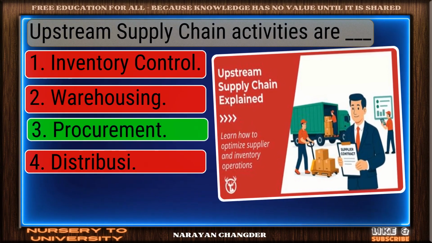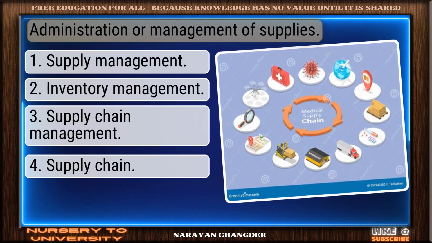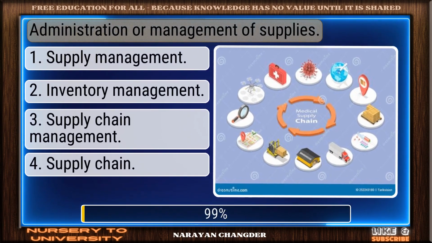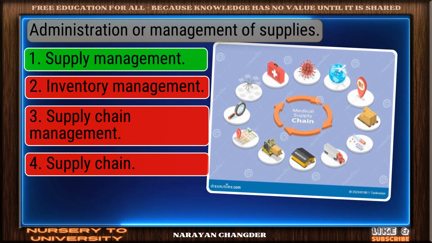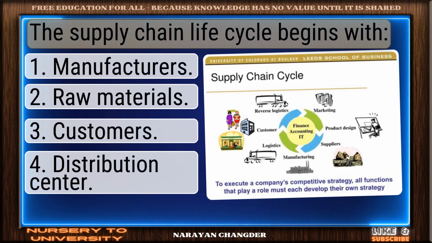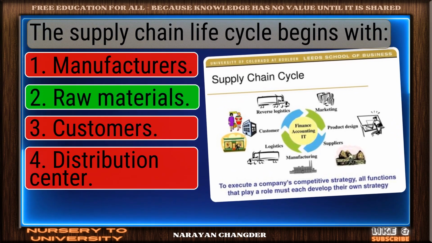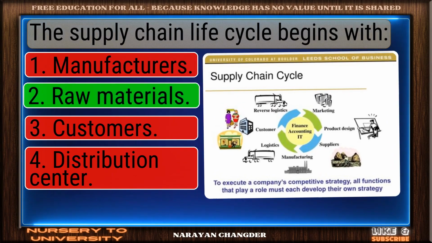Well picked. Procurement is the correct answer. Administration or management of supplies. You chose supply management, and it is correct. The supply chain life cycle begins with, nicely done. Raw materials is a solid answer.